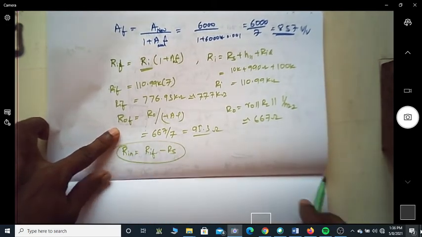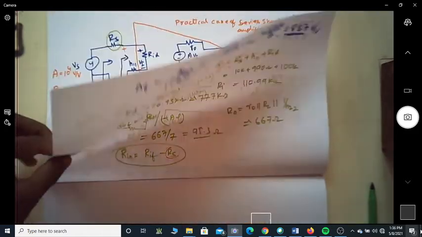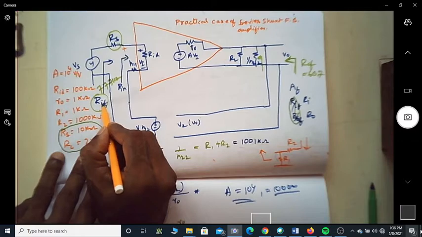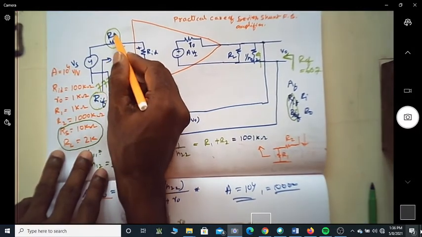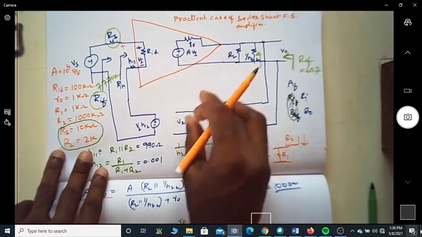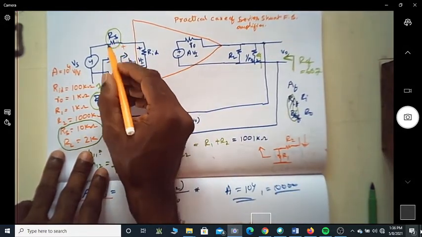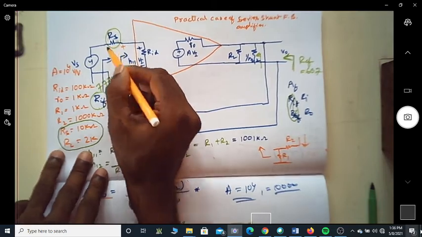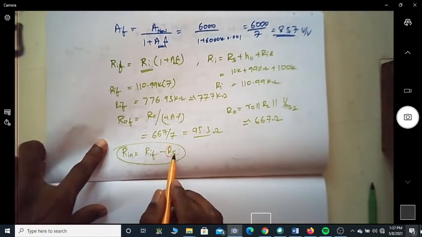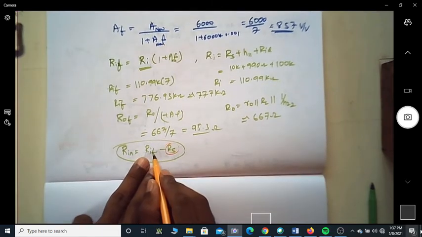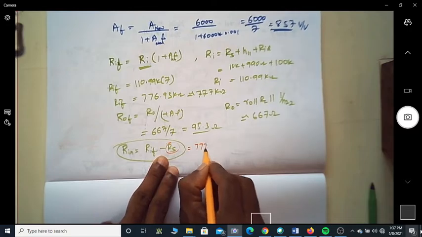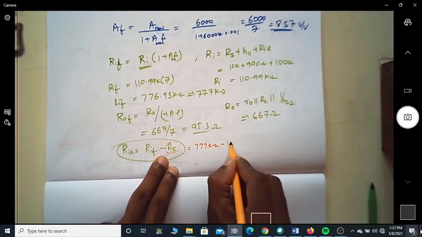So why you are neglecting this RS is because when I found this input impedance after feedback, you can see this is including RS. If you want it for only the amplifier, I have to subtract this RS. So the input impedance of the amplifier excluding RS is of course RIF minus RS. That is 777 kilo ohm minus RS, which is 10 kilo ohms.